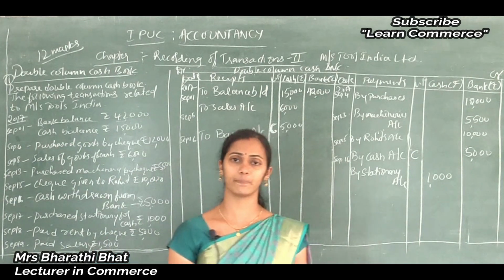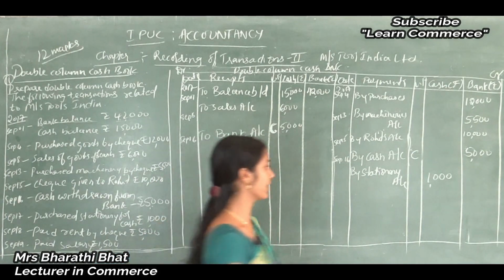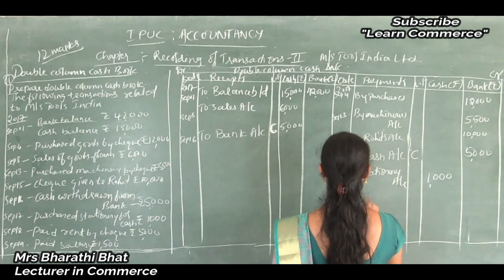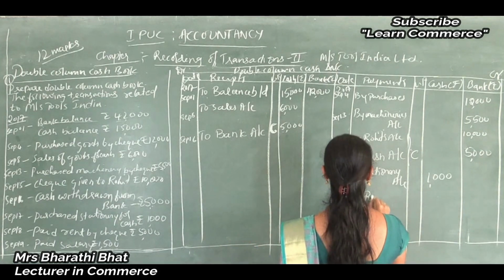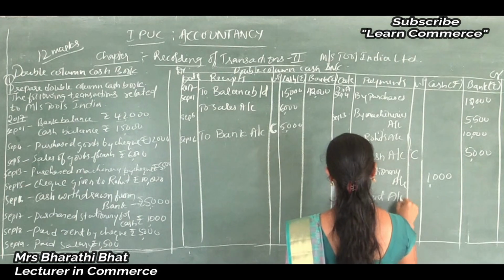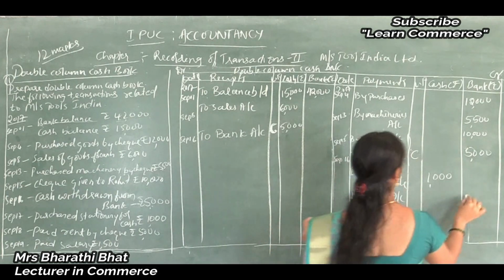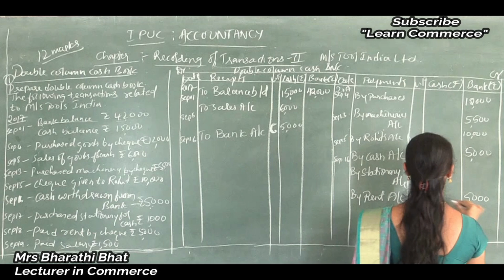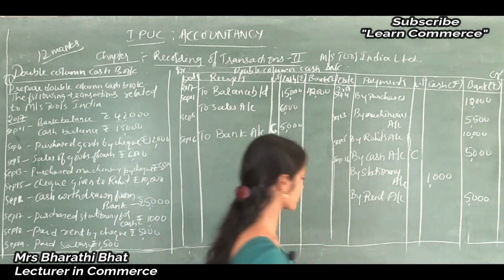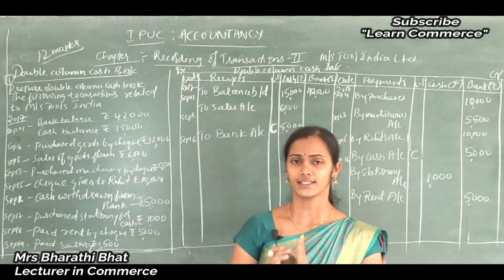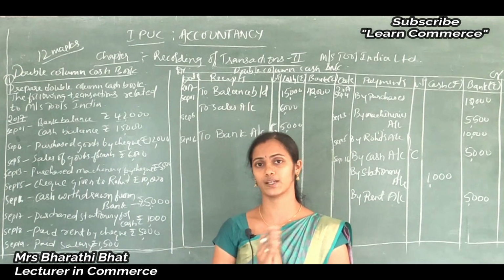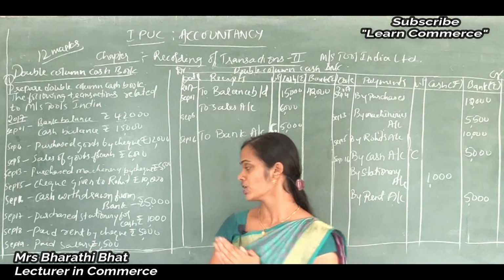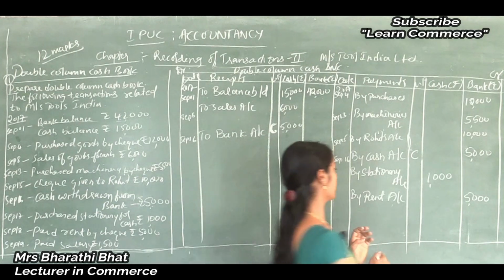Paid rent by check. They paid rent through check. So paid rent, by rent account, 5,000. Next one is paid salary. They did not mention whether it is cash or check. Then we should assume that the transaction is a cash transaction. So paid salary, by salary.